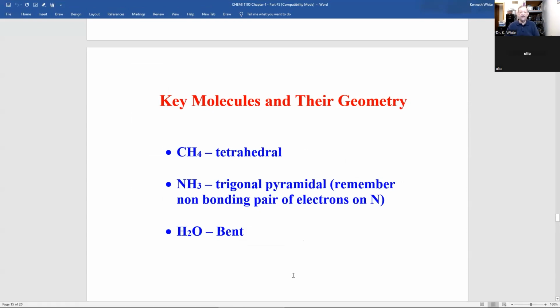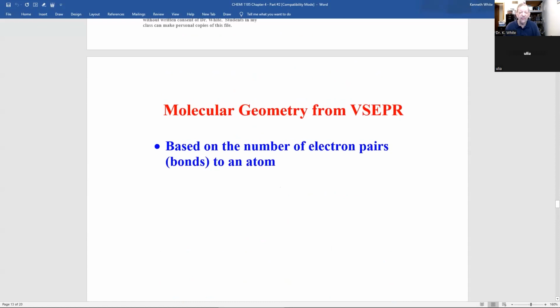All right, now yesterday I was talking about the VSEPR theory. The VSEPR theory is based on the pairs of electrons, bonded and non-bonding, the valence electrons of a molecule. They want to be as far apart from other pairs as possible.